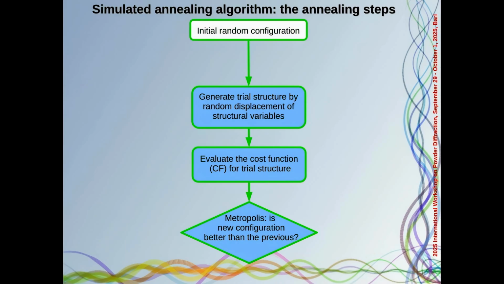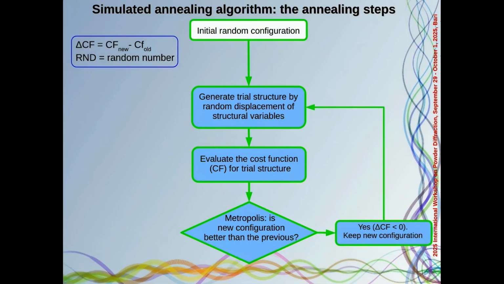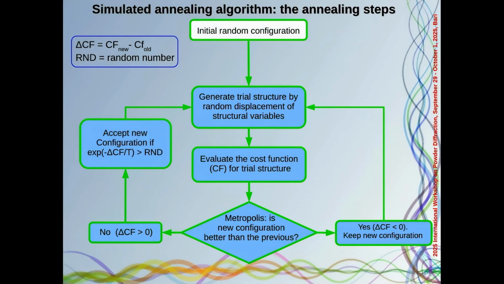So if the cost function goes down, the newest trial structure is immediately accepted. But if the cost function goes up, the new trial structure is accepted if this condition is verified, where RND is a random number. And there is a really important parameter, the temperature factor. The consequence of this formula is that the higher the temperature of the system, the more likely it is that an uphill move will be accepted.